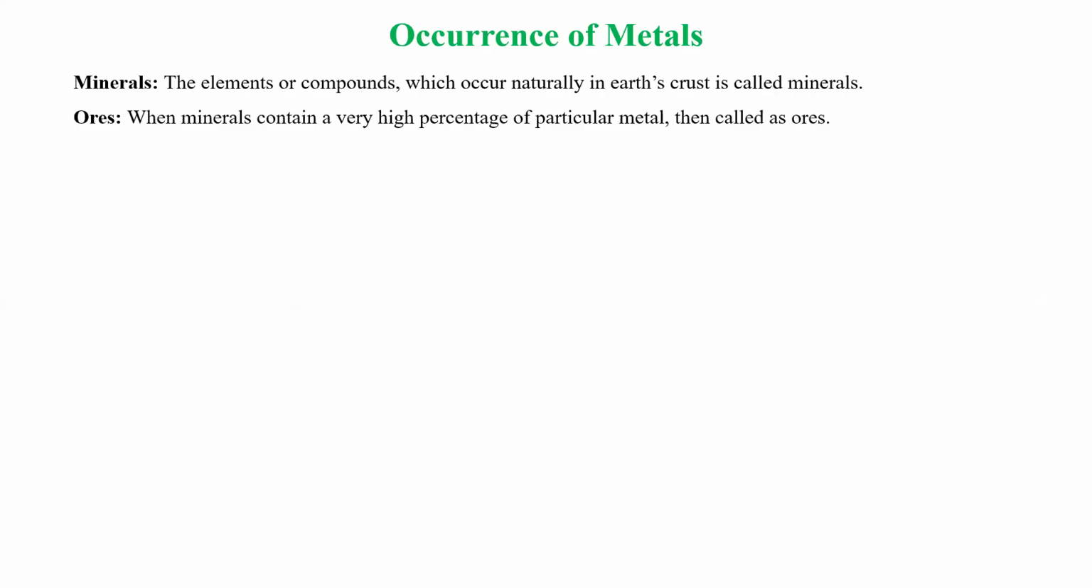Next, a very important thing is the occurrence of metals. So far, we have seen how metals react. Now we are going to see how we obtain metals, and how they are available in nature. A very important thing here is minerals. So what are minerals? They are elements or compounds which occur naturally in the earth's crust. And the minerals which are very rich in the percentage of a particular metal are called ores. So minerals and ores have a fine difference. Ores are rich in minerals.